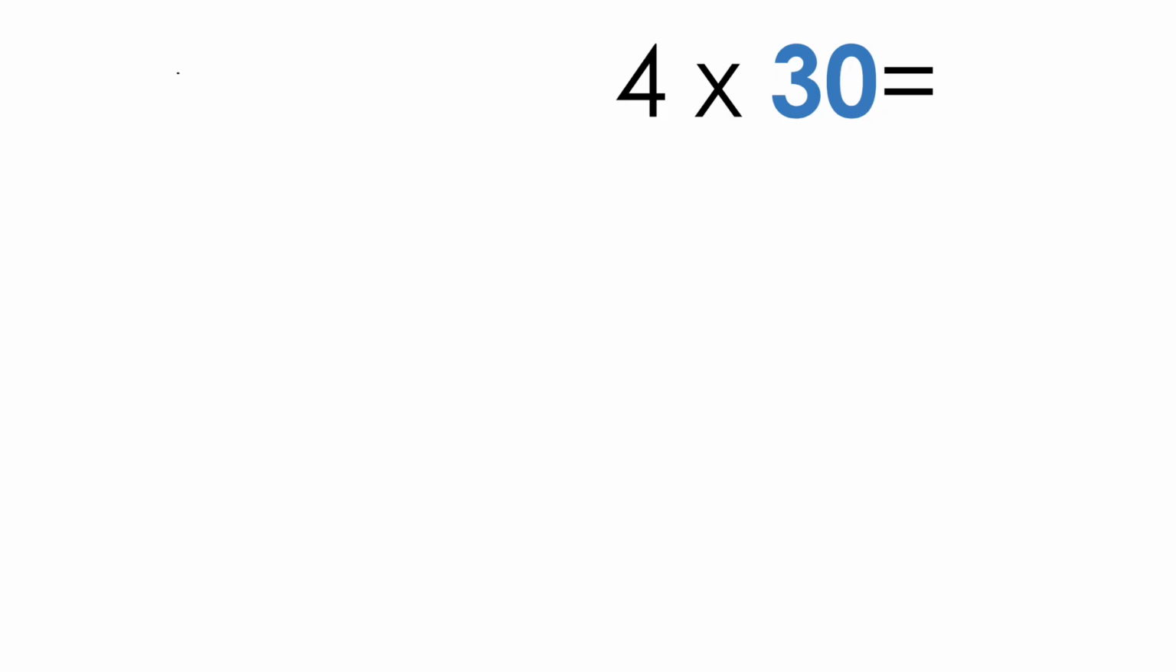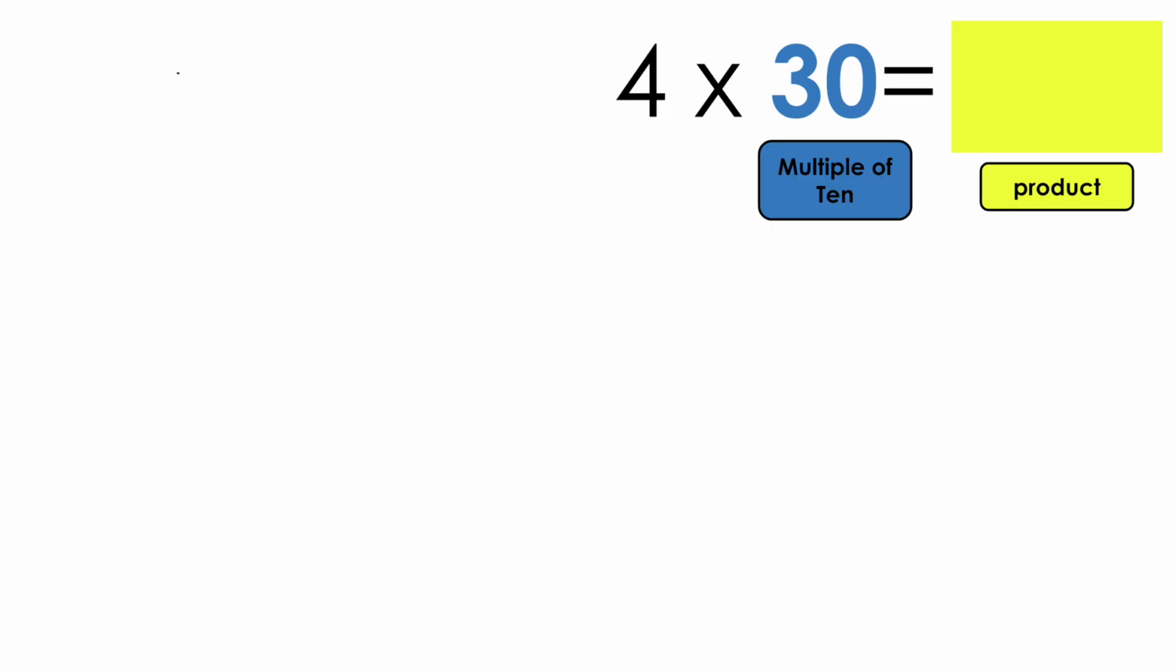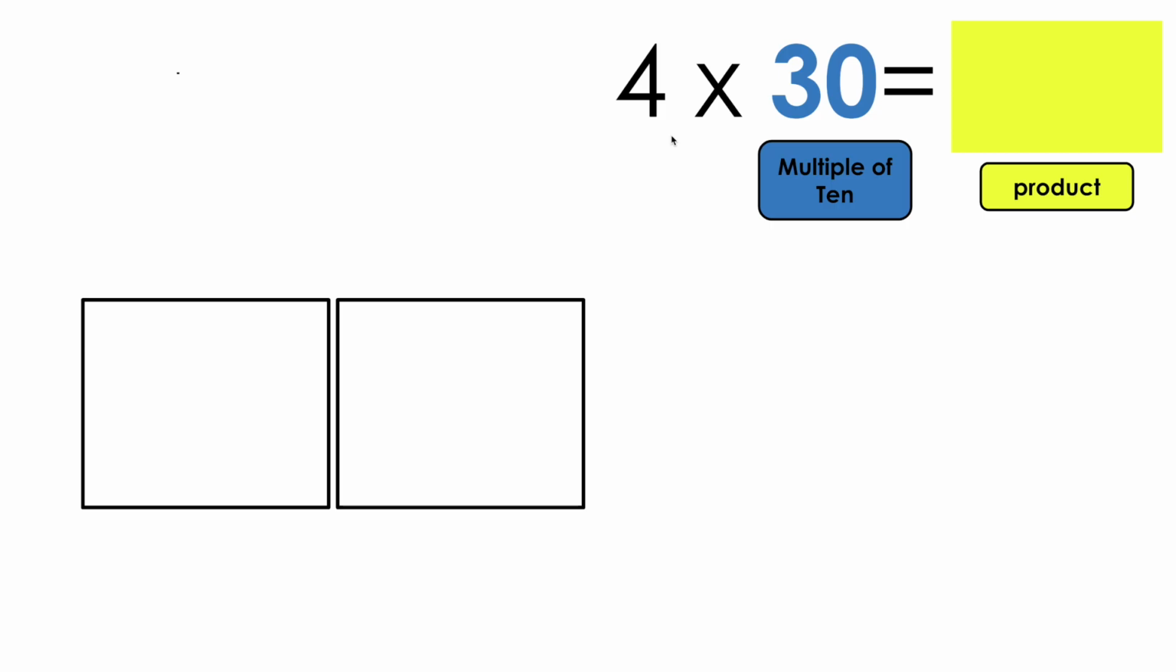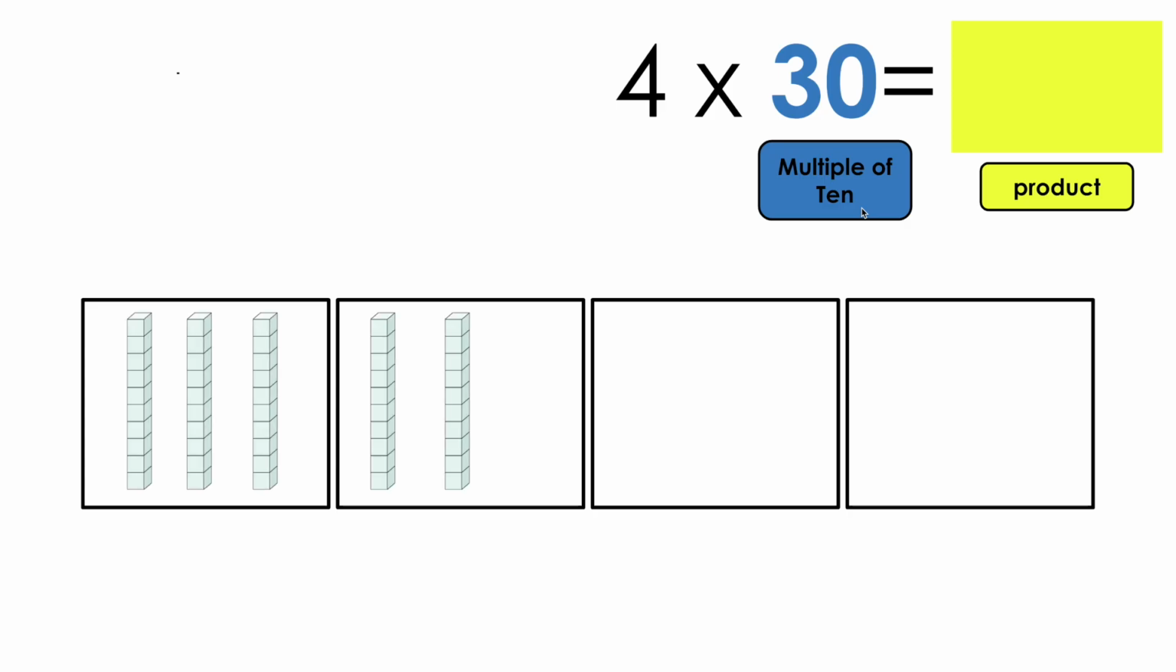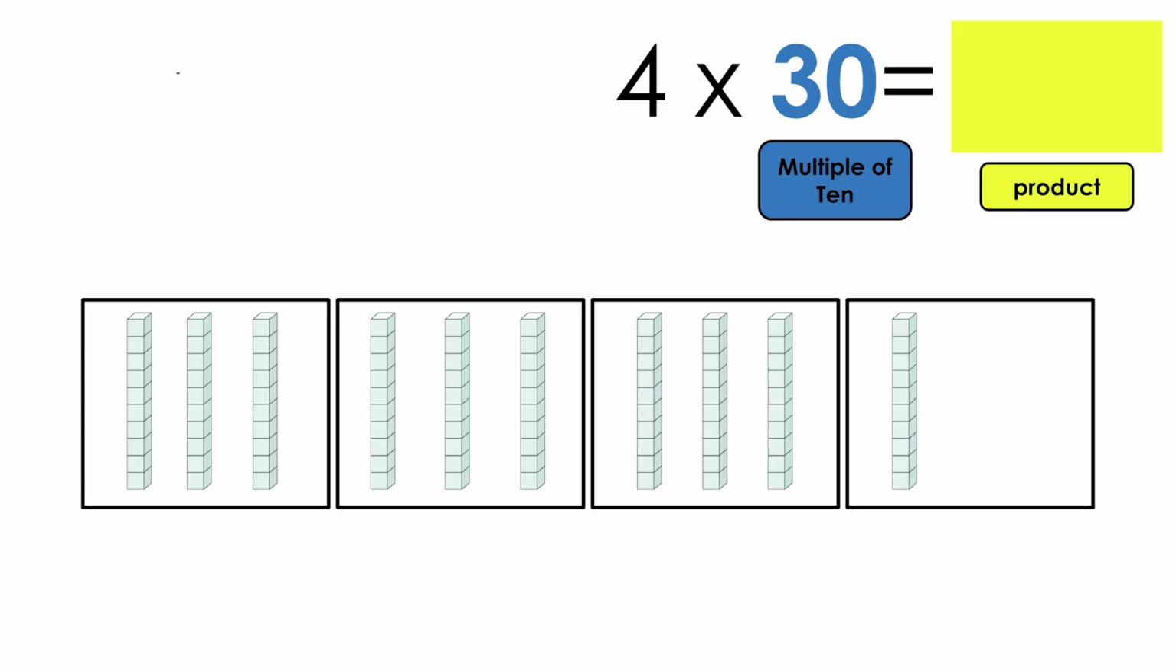Let's start by multiplying 4 times 30. We know 30 is a multiple of 10, and we need to find the product. Let's start by thinking about this as 4 groups of 30. 1 group, 2 groups, 3 groups, 4 groups. Each group has 30, a multiple of 10. 10, 20, 30.